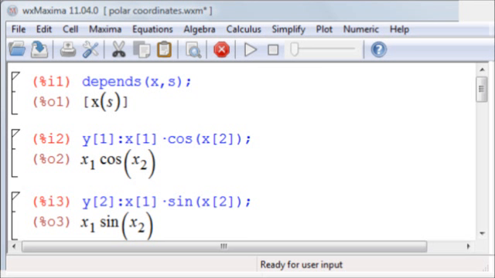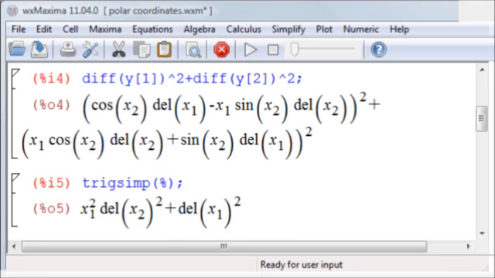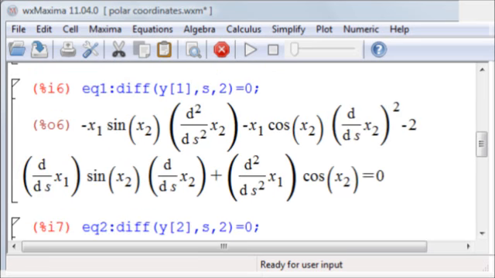Then I give the expressions for the rectangular coordinates in terms of the polar coordinates. y1 is colon x1 times cosine x2, and the same for y2. Now I simply tell the computer to work out the Pythagorean theorem. The differential of y1, that's your dy1, squared plus the differential of y2 squared gives me that expression, does the calculus, and I see some trig functions in there. I tell it to do trigonometric simplification, and we end up then with our dx1 squared plus x1 squared dx2 squared. Okay, so now we just write out that the curvature of the y1 coordinate is 0.